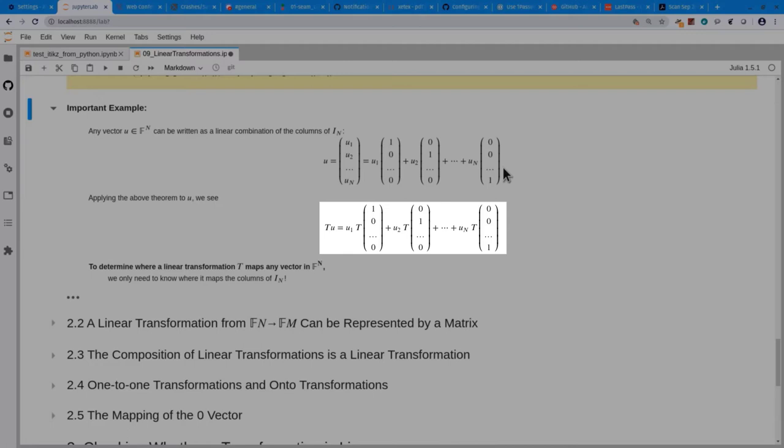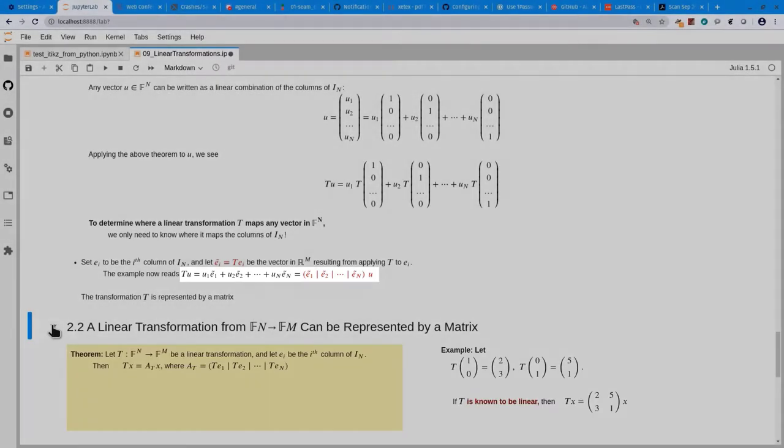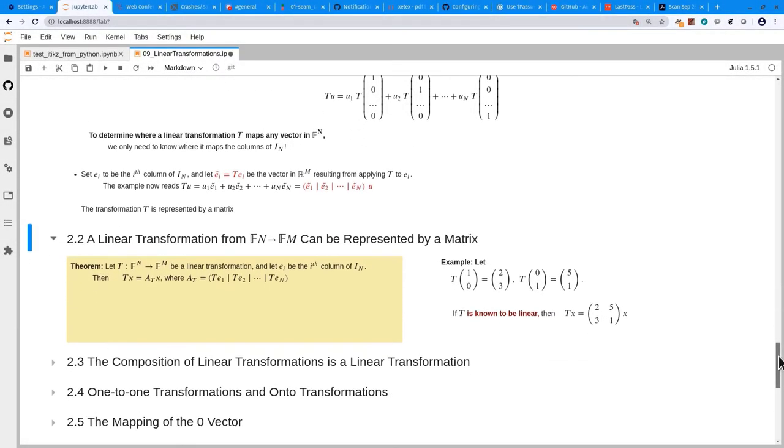And this linear combination, I can recognize, is just a matrix product. Overall, if I call the columns of I, the first, second, and third columns, E1, E2, all the way to En, and I compute T applied to each one of those vectors, let's call the output E tilde i, I'm going to have the linear combination of these E tildes. Writing that in matrix form, that simply takes E1 tilde as the first column, E2 tilde as the second column, and so on. My transformation T is therefore represented by a matrix. That's so important, in fact, that we'll write it as a theorem.